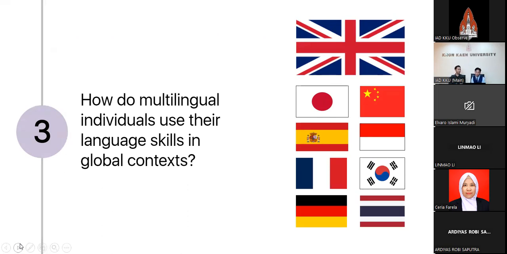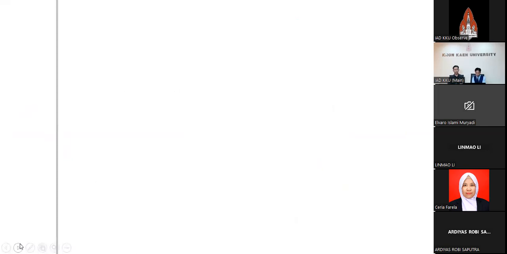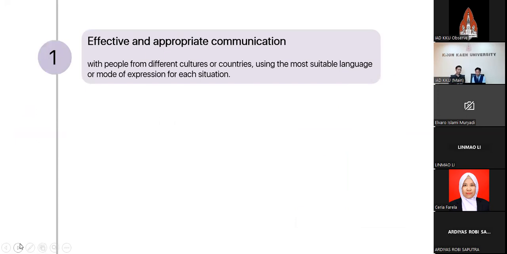How do multilingual individuals use their language skill in the global context based on your opinion? Okay, so now we know that it's for effective and appropriate communication, right? Different cultures or countries use different languages, sometimes there's a language barrier. And using the most suitable language or mode of expression for each situation. For example, in Thai or Korean, the languages tend to be cute, or we look cute or sound cute, like ching ching ching or something like that.